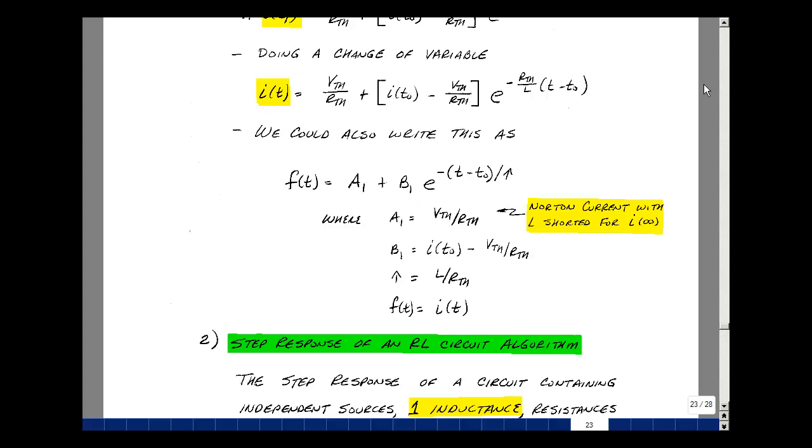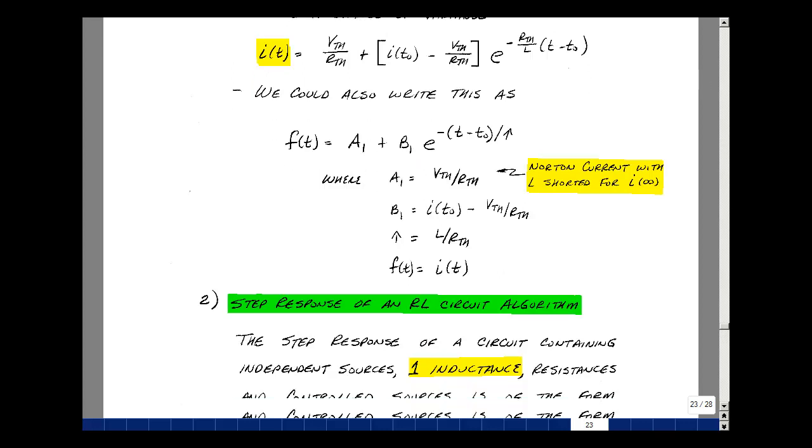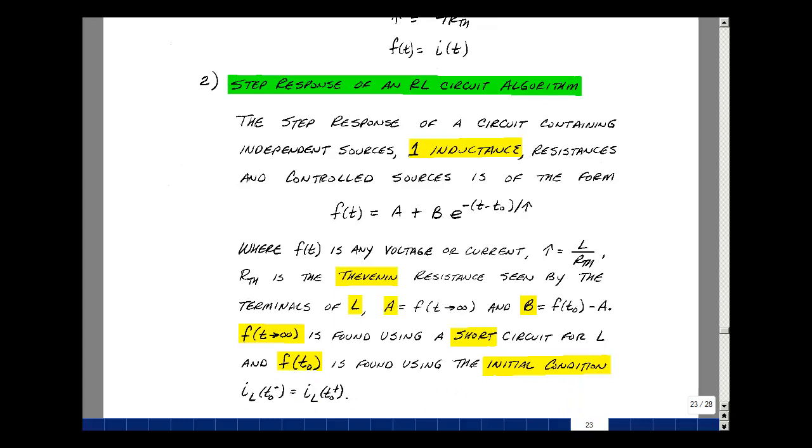To summarize this again as an algorithm for a step response. In this case, we've got one inductance. We could have many independent sources, many resistances, and many controlled sources. But the one inductance has the only term with a derivative in it. This is the form of the solution of a first-order differential equation. But now our time constant is L over R Thevenin.